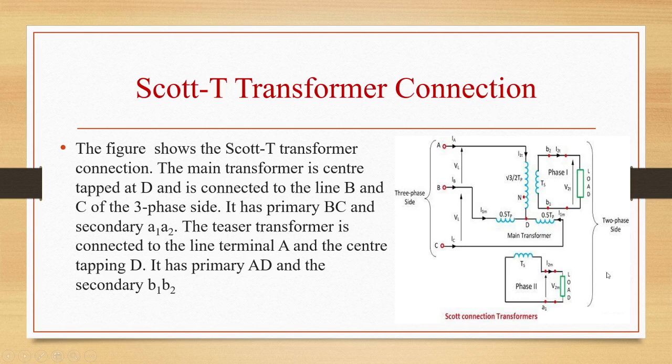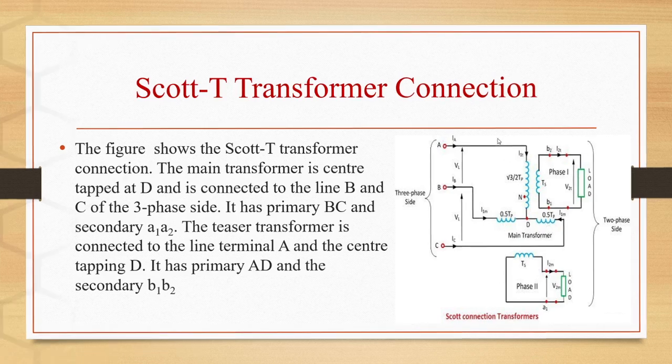Teaser transformer is connected to the line terminal A and the center tapping D. So this is the teaser transformer. Between A and point D, this teaser transformer is connected. It has primary AD and secondary B1, B2. So this is the main transformer, this part, and this is the teaser transformer.